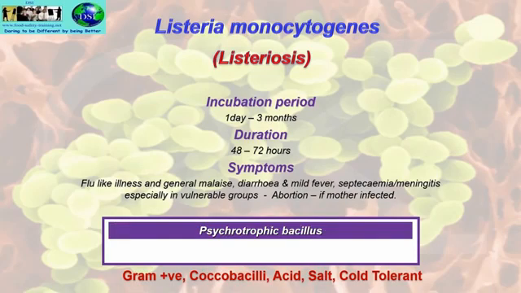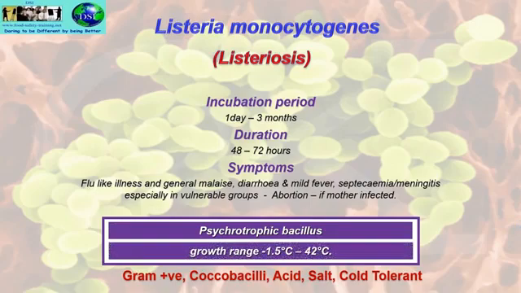It's a psychrotrophic bacillus. In other words, it likes low temperatures. The growth range is minus 1.5 to 42 degrees C. So you can see there's quite a range of temperatures there for these bacteria to multiply. It's gram-positive. It's a coccobacillus, so it is globular-shaped, and it's acid, salt and cold tolerant.